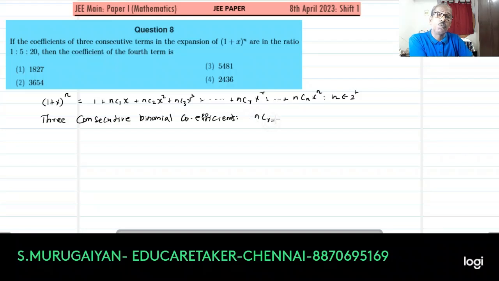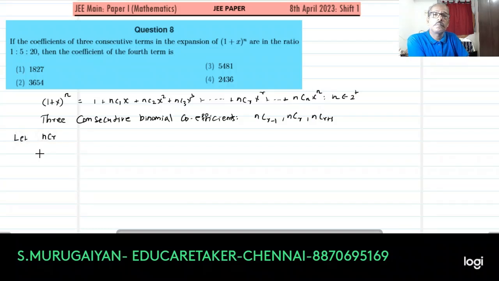NCR minus 1, NCR and NCR plus 1 are three consecutive binomial coefficients from the expansion. We can apply the given data. The ratio is 1:5:20.